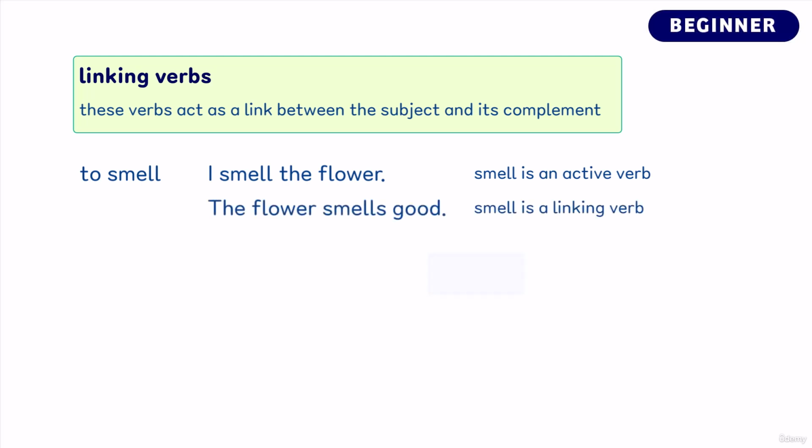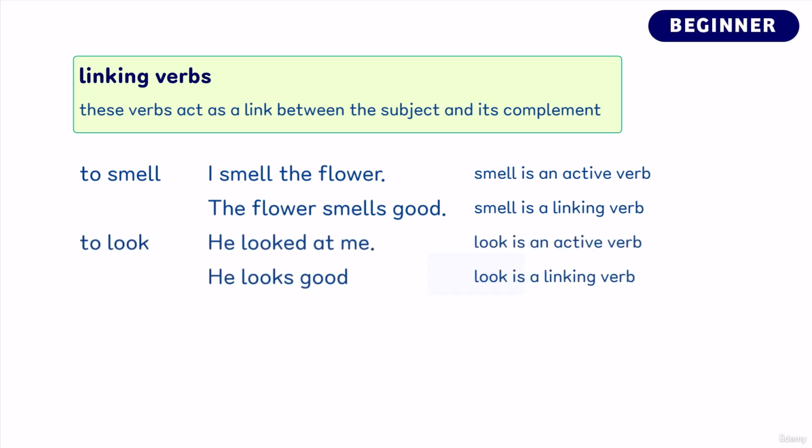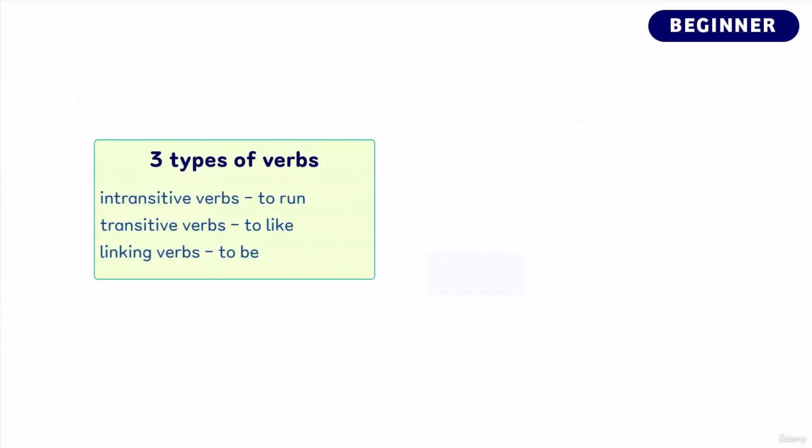However, I can also say the flower smells good. And in this sentence, smell is a linking verb, as it connects the subject and its complement, good. Good helps to describe the subject, the flower. So linking verbs are verbs that connect the subject and its complement. And some verbs can be both a linking verb and also other kinds of verbs. Okay, so that's the overview of the three verbs: transitive, intransitive, and linking verbs.